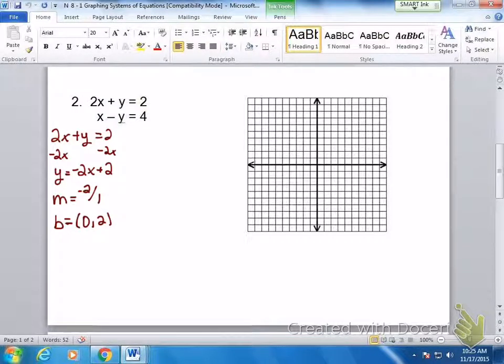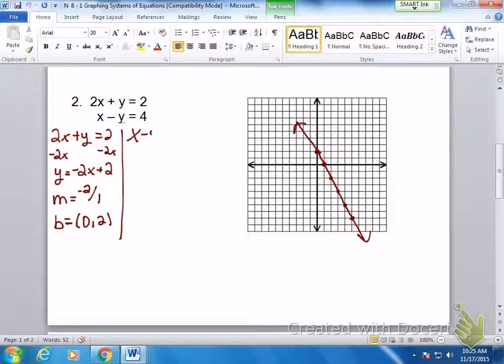I'm going to go over and start graphing that. I'm going to plot a point at 0, 2 first. And this time, since it's negative 2 over 1, I'm going to go down 2, right 1. Down 2, right 1. I'm going to do that multiple times. Once I've got quite a few points, I'm going to connect them together. So there's our first graph. I think I can do that better. Okay. Now let's go over and do our other one.